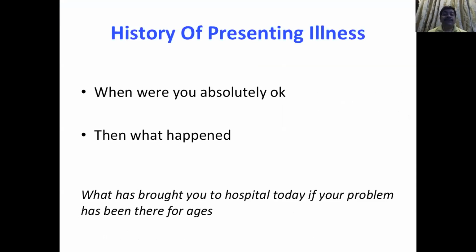So history of presenting illness, how do you get it out? You ask the patient, when were you absolutely okay? You actually have to take him back to a timeline where he was absolutely okay, so that he can actually juggle out and tell you the right duration he's been having that illness. And after that, you need to ask him what happened then.